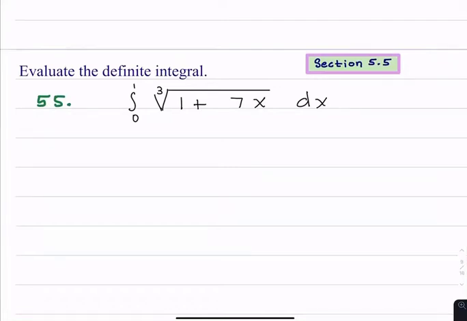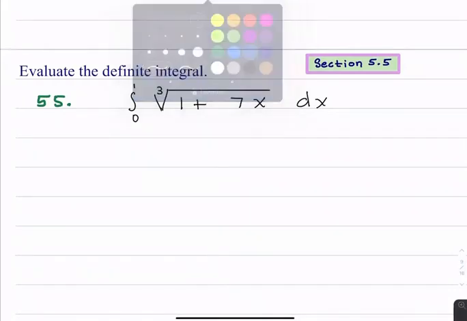All right, let's do this next problem. Section 5.5, we use the substitution method, problem number 55. This is a definite integral. Now, what I'm looking for is a composition of functions, which I think I see here.